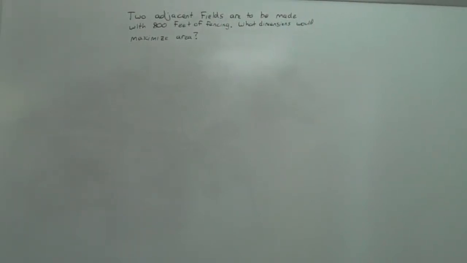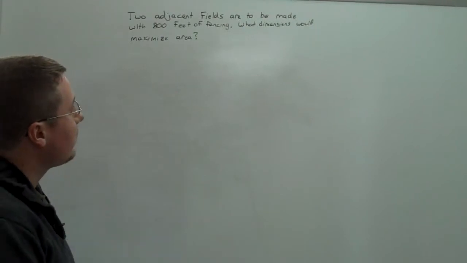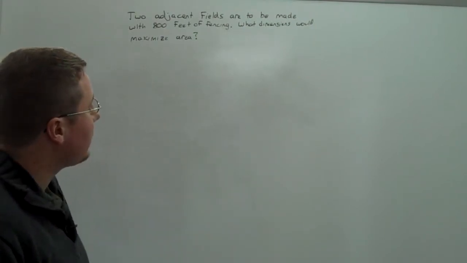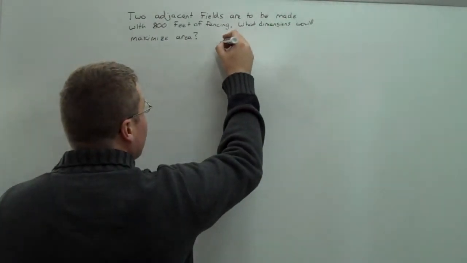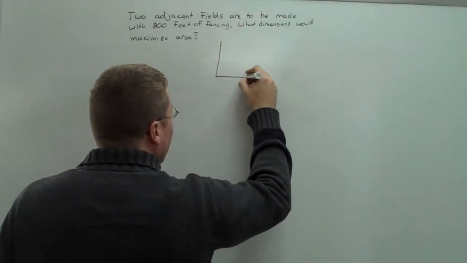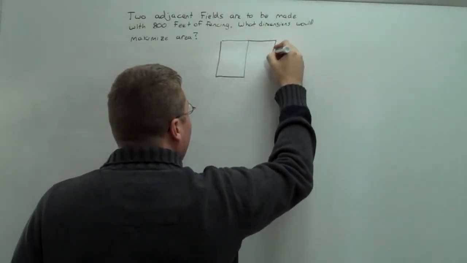Okay, now for an optimization word problem. I have two adjacent fields that are to be made with 800 feet of fencing. What dimensions would maximize the area? Well, first step is to have a diagram. This diagram might lead to a good variable.